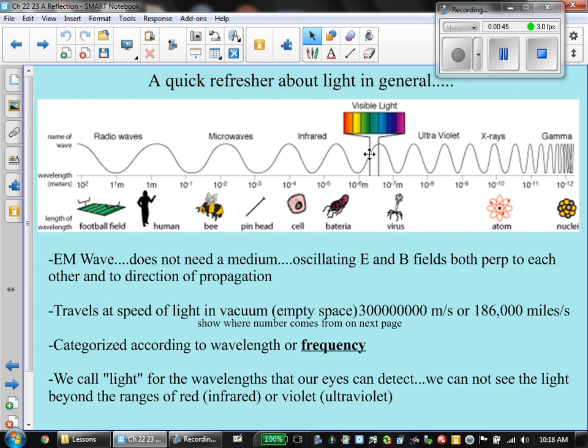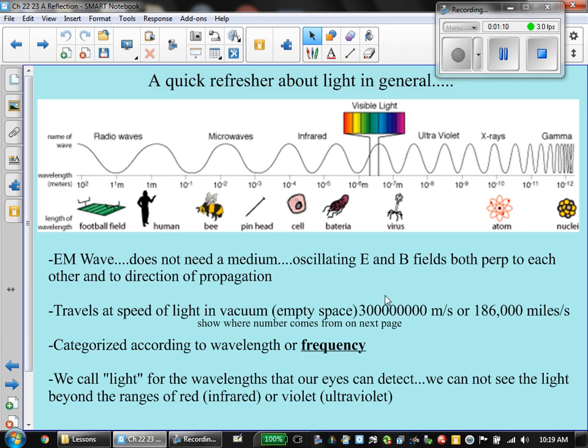But remember, we have a wide variety of electromagnetic waves: radio waves, microwaves, infrared, visible light, ultraviolet, X-ray, and gamma. These are classified by wavelength, and that's how we talked about it last year. Technically, it's actually classified by frequency, and we'll make that distinction in just a little bit. A couple things about these waves. First of all, obviously, they do not require a medium to travel. They can travel through a medium, but they don't need one.